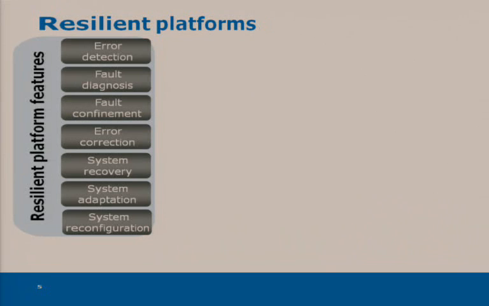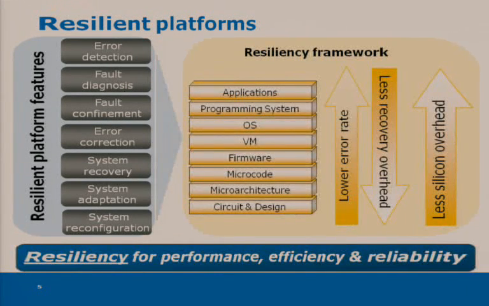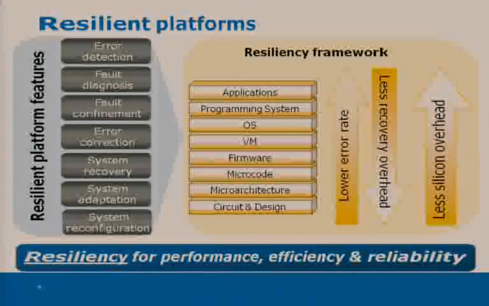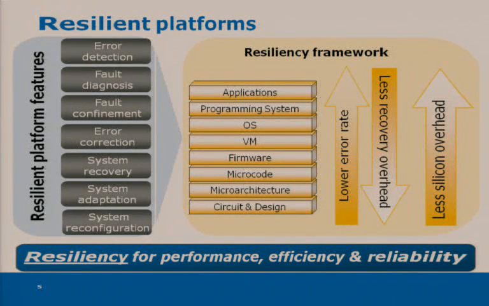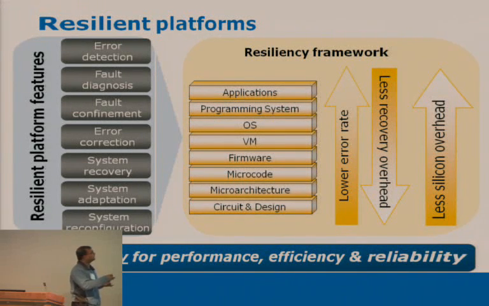So a resilient platform framework used for reliability or for energy efficiency improvement will have detection mechanisms for diagnosis, confinement, correction mechanisms for the error, and then system recovery and adaptation depending on changing environments, and then configuring the system differently if needed. So you have to implement these things at different levels in the layers of the platform. So maybe the error detection can happen at the microarchitecture and circuit level, and then some of the recovery, corrections, and adaptations can happen at the system software layers, and then the application and programming systems can guide the adaptations and the reconfigurations as the need be.